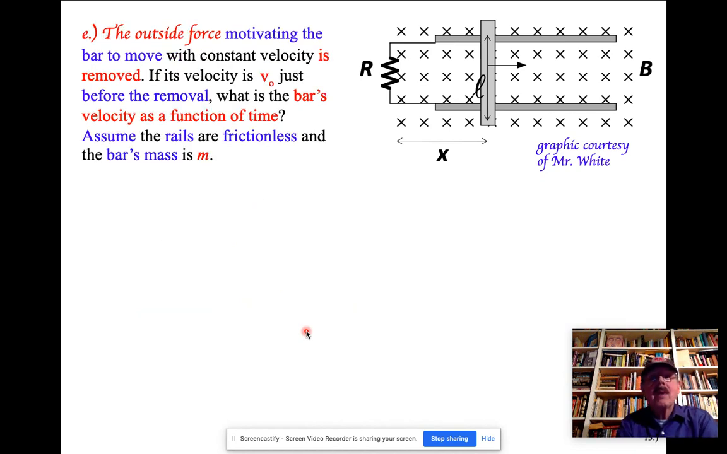And then the last problem, which is kind of a stinker: the outside force motivating the bar to move with a constant velocity v is removed. If its velocity starts off at v naught just before the removal, what's the bar's velocity as a function of time? Assume the rails are frictionless and the bar's mass is m. So I want you to pause this for a second and think about how you would go about figuring this out. So go ahead and pause and just think. And then when you're done, come back.